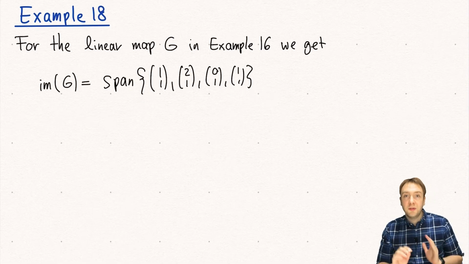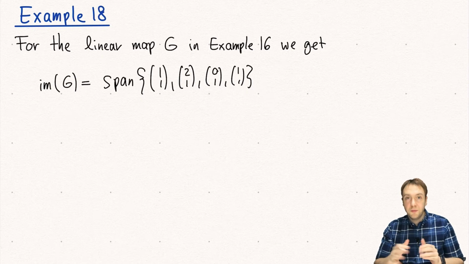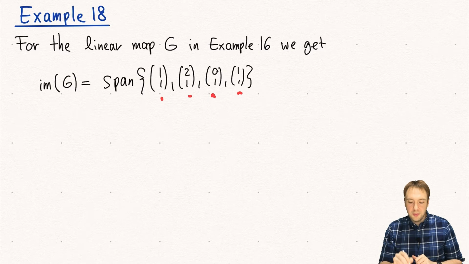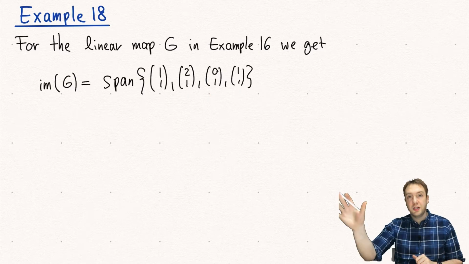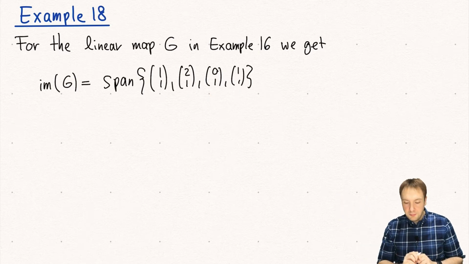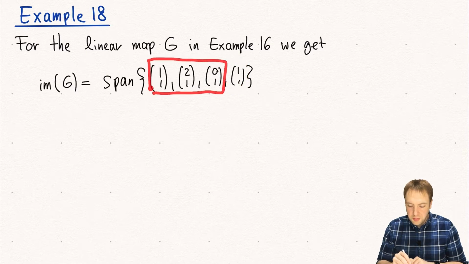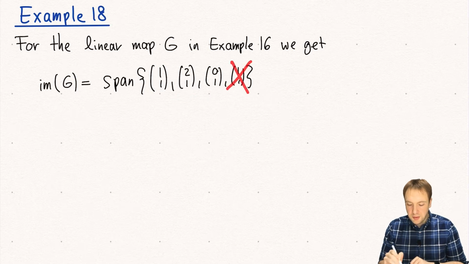But now we can use this lemma to remove a few vectors, because we learned in the lemma if one of these vectors is in the span of the other, then we can just remove it without changing the span. So here we need to check which one we can remove. Clearly, for example, this (1, 1) is in the span of these three, because it's just 1 times (1, 1). So this we can kick out.